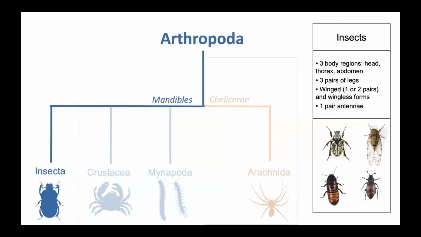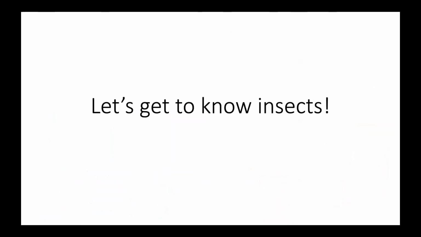So there's always an exception to every rule. We want to say they are winged, but not all of them have wings. And when they do have wings, they usually have 2 pairs, but not always. In the order of flies, they only have 1 pair of wings. So it can be confusing, but when an insect has wings, it normally has 2 pairs. And it does have a pair of antennae. And so let's start to get to know these insects.